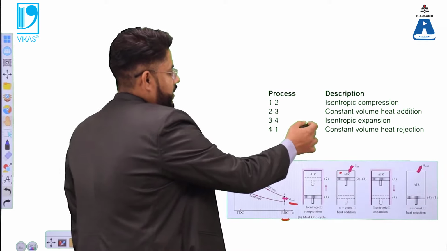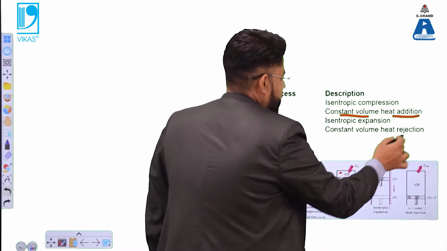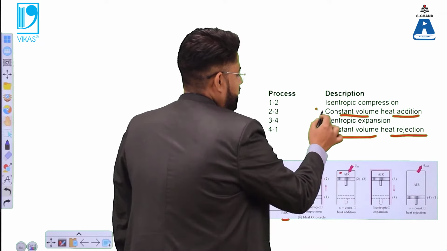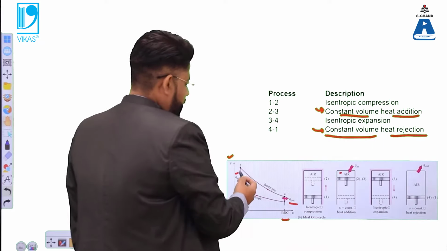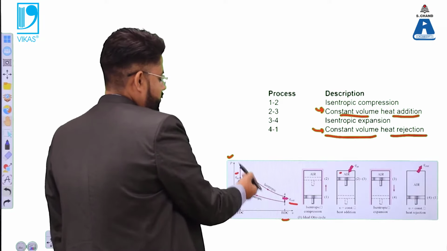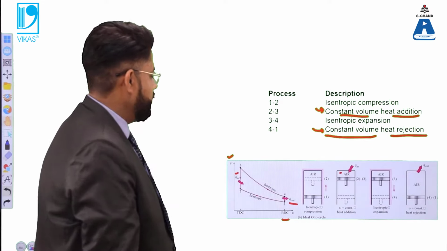So you can see that there are two processes, one is the heat addition process, another is the heat rejection process, and both of them are at constant volume. That's why in this PV diagram, these two lines are straight lines, because they are constant volume processes.